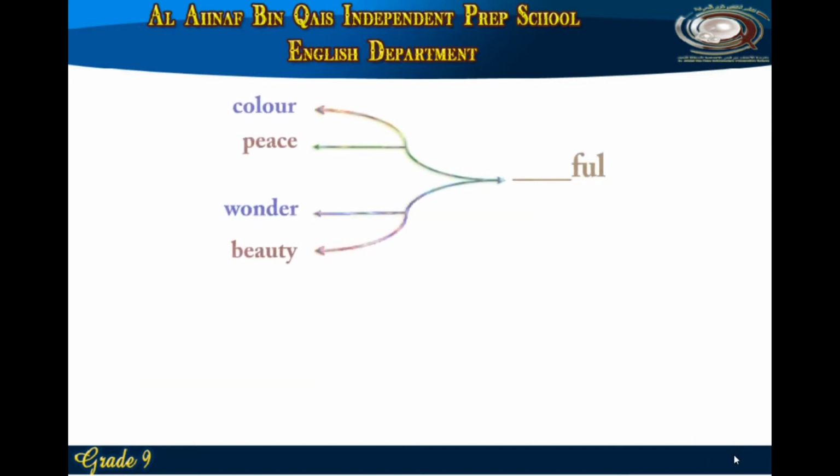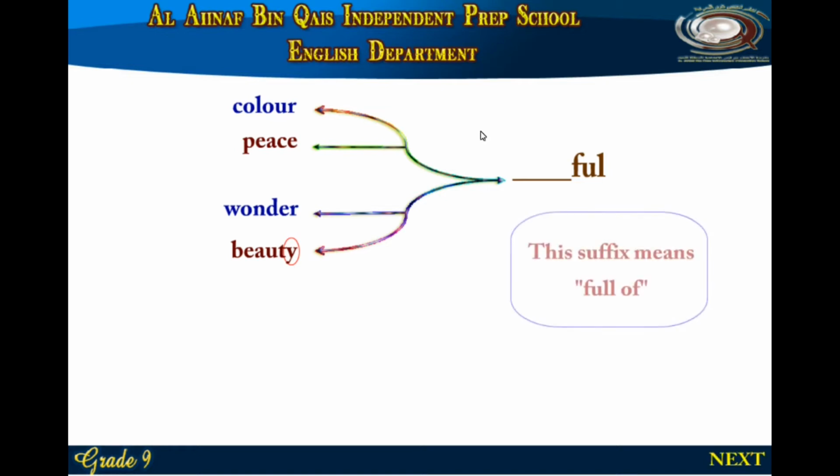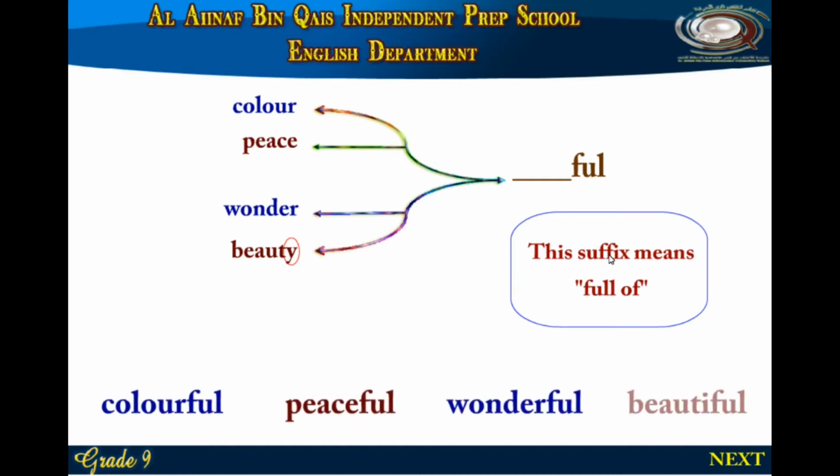And another set of words. Color, peace, wonder, beauty. Again, here we have a Y. And full. What do we mean by full? Yes, we mean by full of. Has a lot of. So colorful, full of color. Peaceful, full of peace.